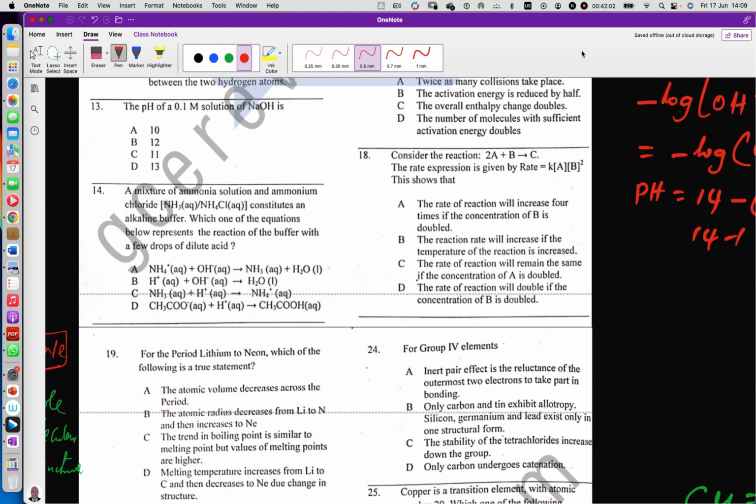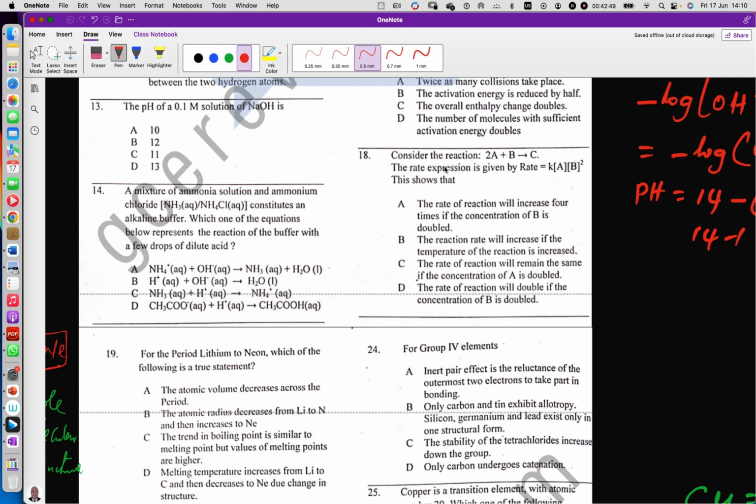Welcome back. Sorry for the interruption. We were on question number 13. The pH of a 0.1 molar solution of sodium hydroxide is A, 10; B, 12; C, 11; D, 13. Now, it is an alkali that has been given. In this situation, to get the pH of this solution, we need to look for the negative log of the OH ion concentration.